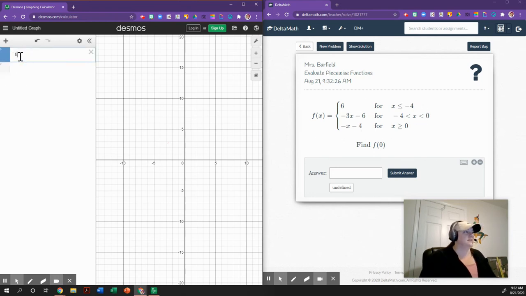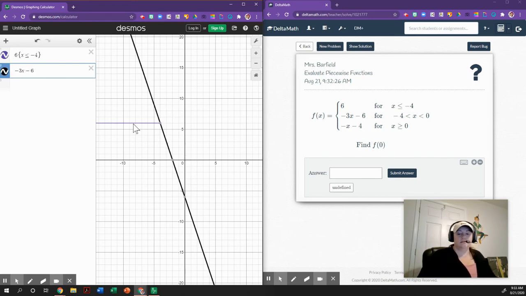Okay, so 6 parentheses x less than or equal to -4, close my parentheses, so there it is, -3x minus 6, so -4 less than x less than 0. Close my brackets. Oh, my less than's didn't come through. Less than. Less than. Okay.